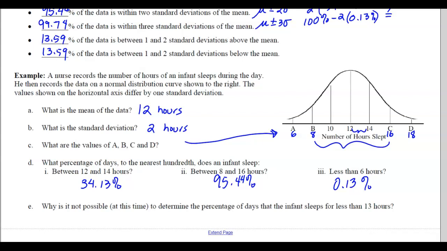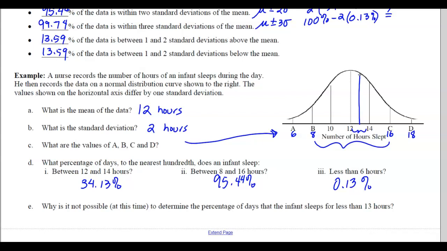Okay, so then it says, why is it not possible at this time, because we will learn how to do it, to determine the percentage of days that the infant sleeps for less than 13 hours? Well, 13 hours is partway here, right? So if you thought, oh, I could just divide 34.13 by 2, remember, that wouldn't give you the same area, right? This area here is going to be bigger than this area. You look at that curve, right? So we don't know what that percent is going to be. We're going to get our calculator to help us.